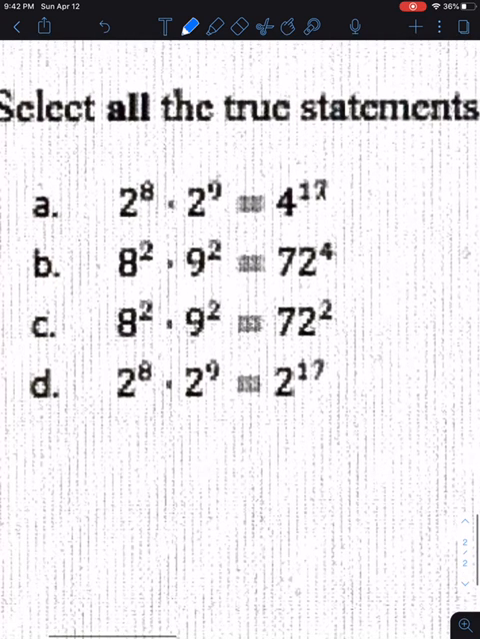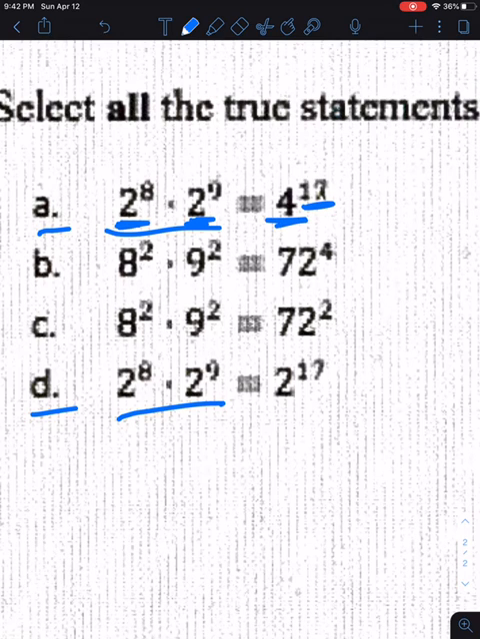We're going to go over A and D first because we've got the same thing on one side of the equation, so we can very easily tell which one's true and false. All right, so here, oh look, the bases are the same. So we can just use that product rule and add the exponents. Well, 8 plus 9 does equal 17, but this base is 4, not 2. So this one is false. Down here, 2 to the 17th power, that's correct. So that is true.